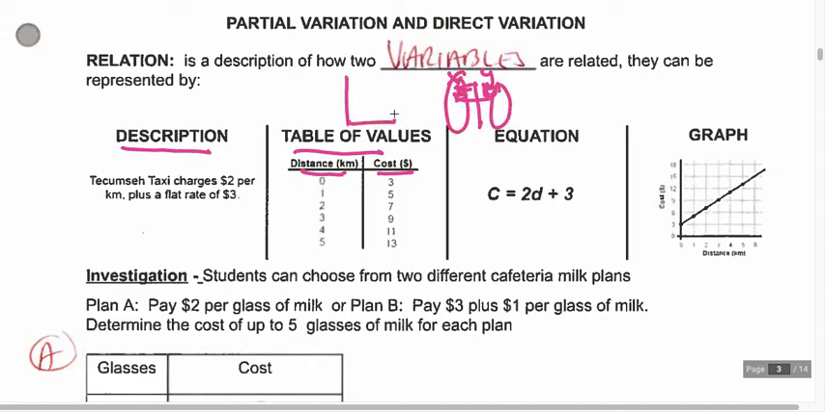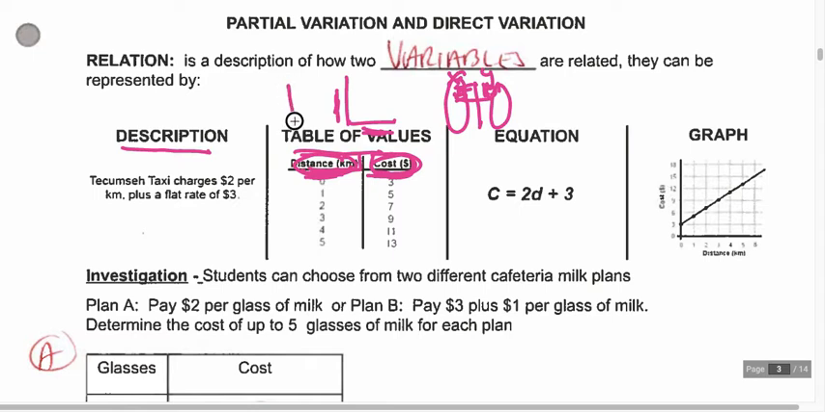Sometimes we don't call it x and y. Like in this case, you might call it distance and cost. So distance would go this way and cost would go here. But regardless, this is your independent and this is your dependent. Something happens and it affects something else. You travel a distance and you decide how far you're going to travel. That's independent, and then the cost goes up.